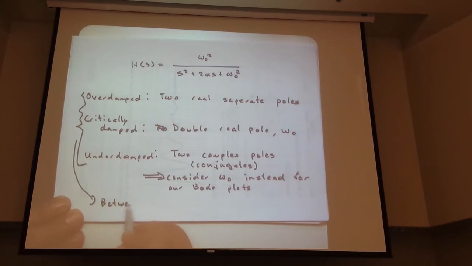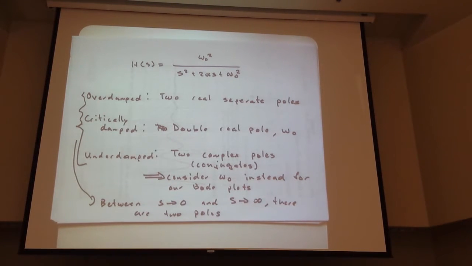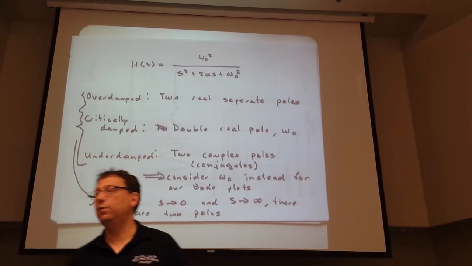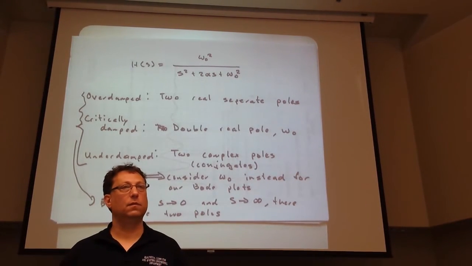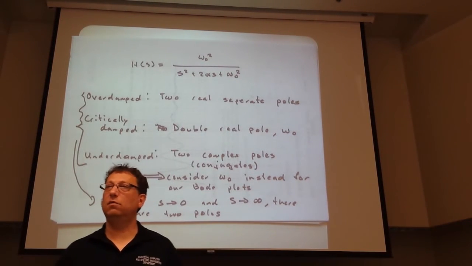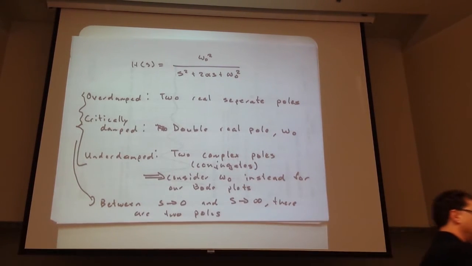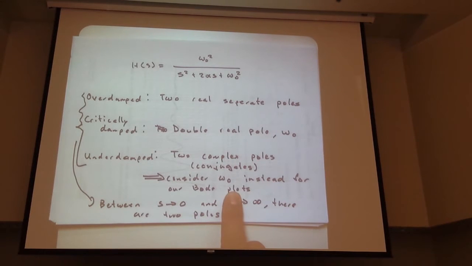Between S going to 0 and S going to infinity, there are two poles somewhere in there. So between those two limits, we have to have a change of minus 40 dB in the slope, no matter what. And we see that in every filter. Even the stupid filters, you see that. This is important, so is it clear?